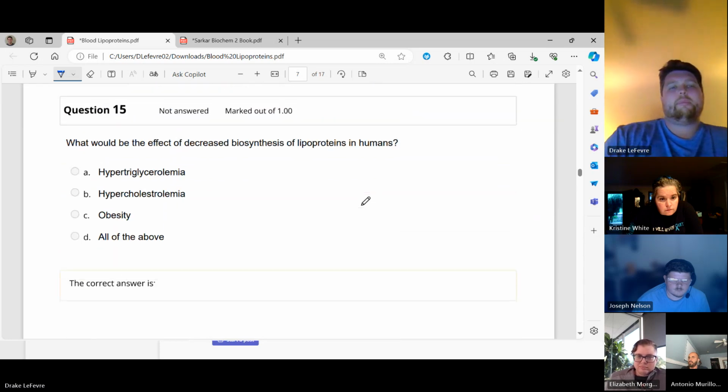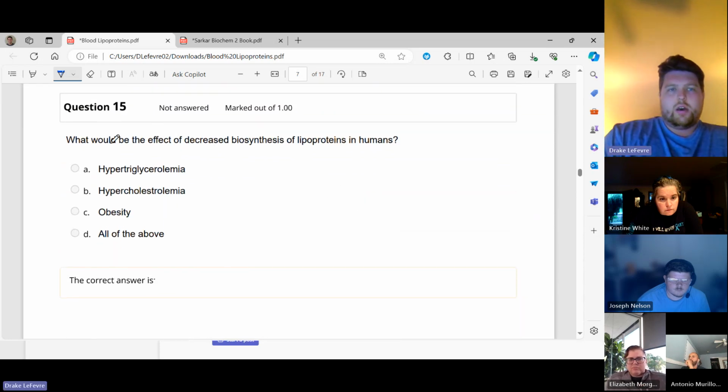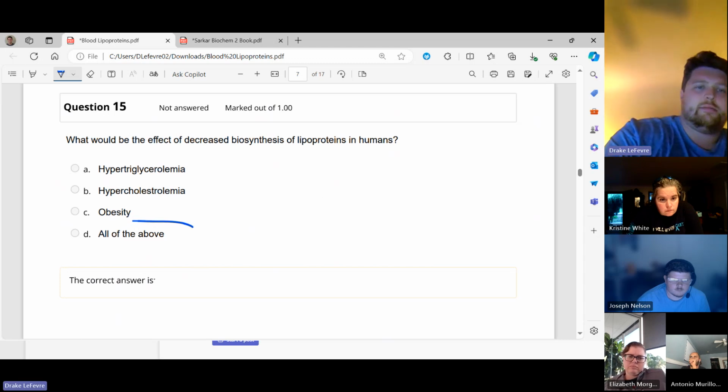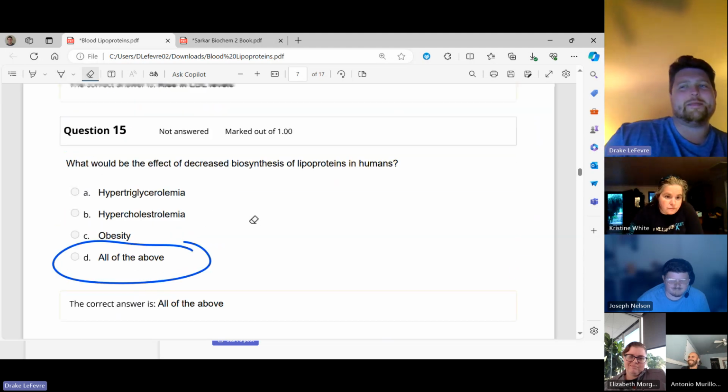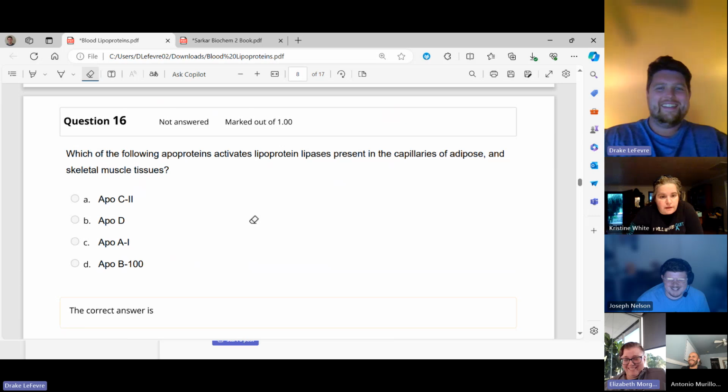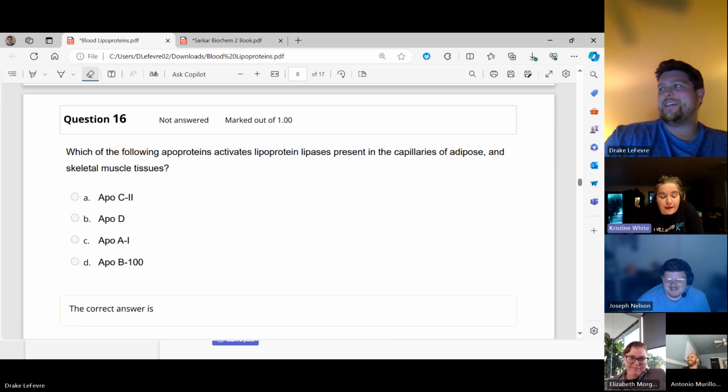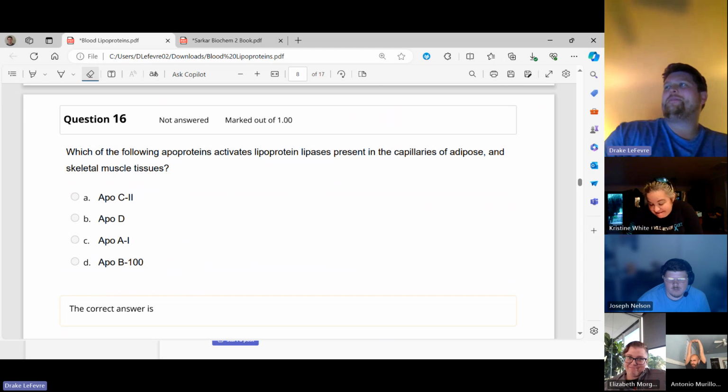What would be the effect of decreased biosynthesis? This is, again, just a repeat question. I like when questions repeat. It makes me feel like we make more progress. It also makes me feel like he's beating it into us. So, hey, make sure you pay attention. That's on the test. Exactly.